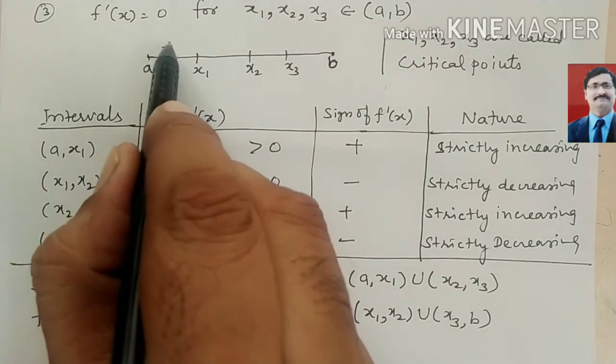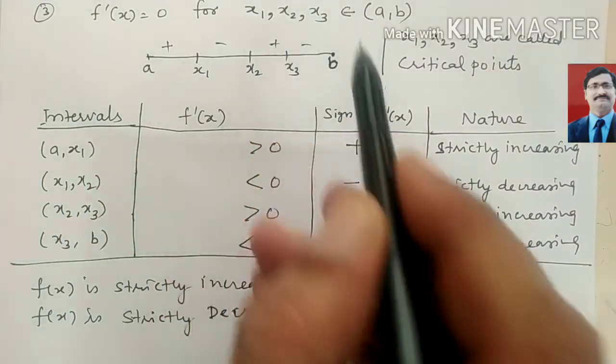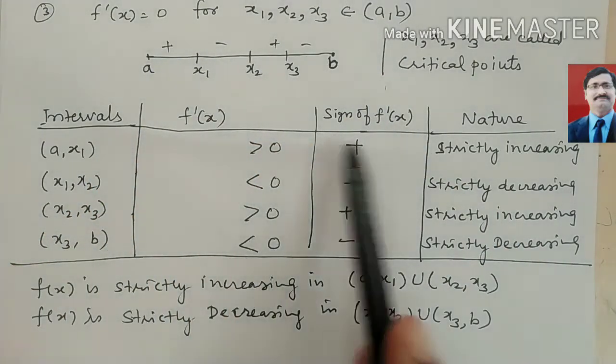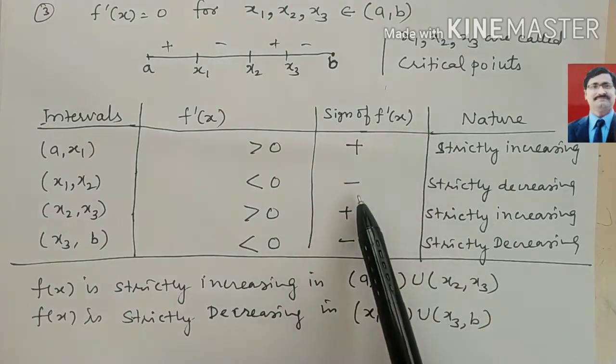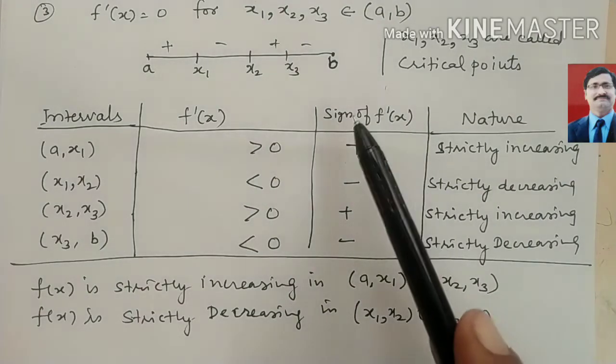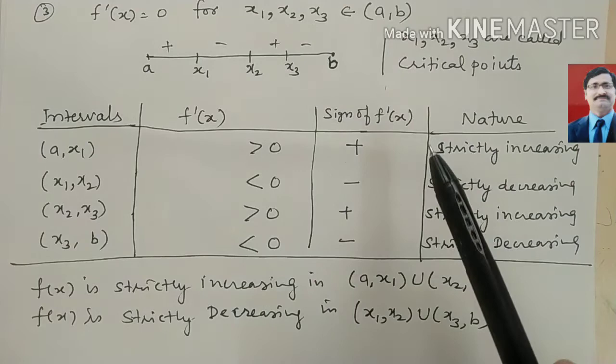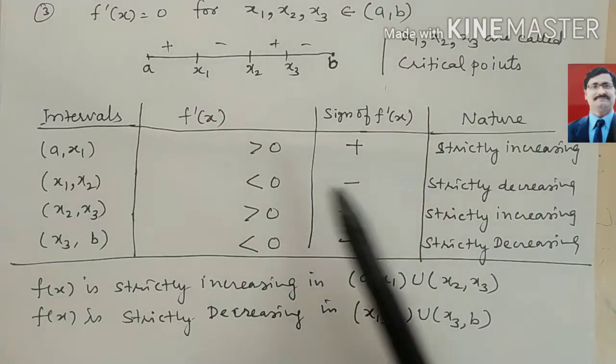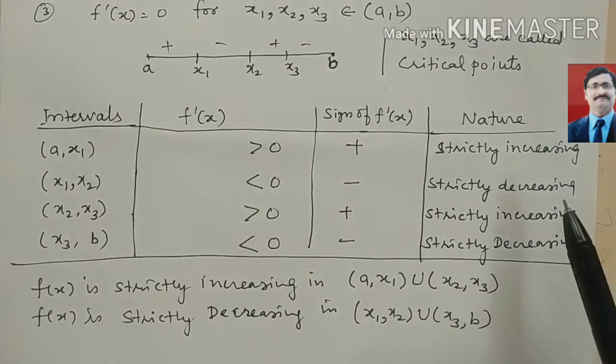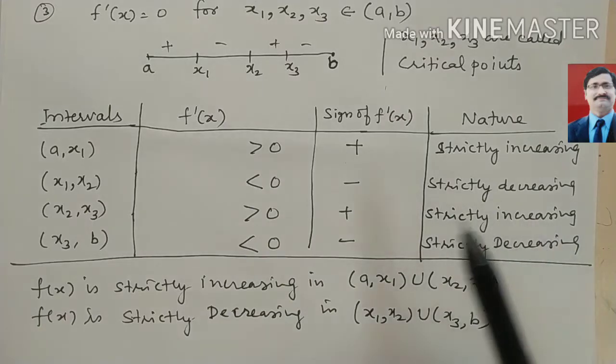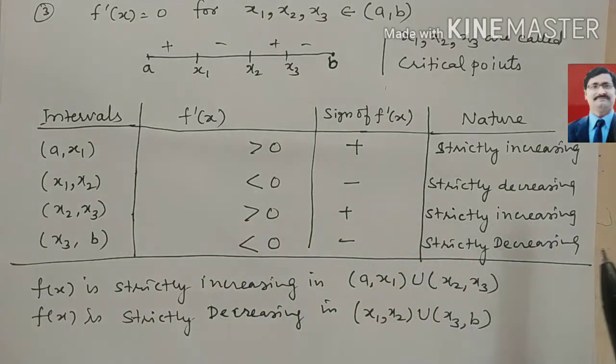So greater than 0 means plus and less than 0 means minus. Look here, the sign of f dash x we get is plus, minus. Plus means the function is strictly increasing, minus means the function is strictly decreasing, again plus is strictly increasing, and minus means strictly decreasing.